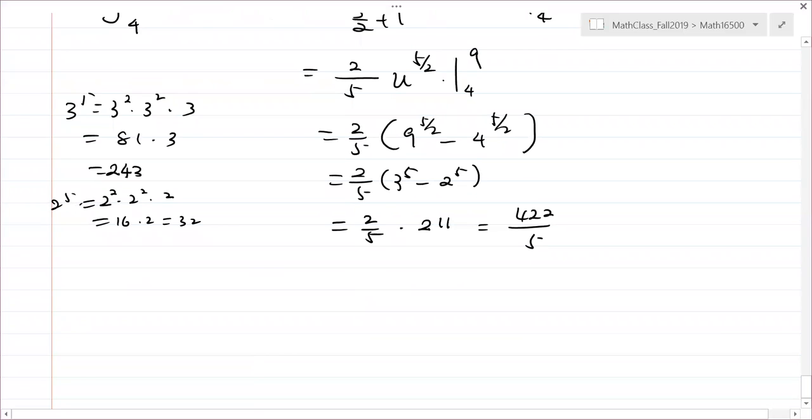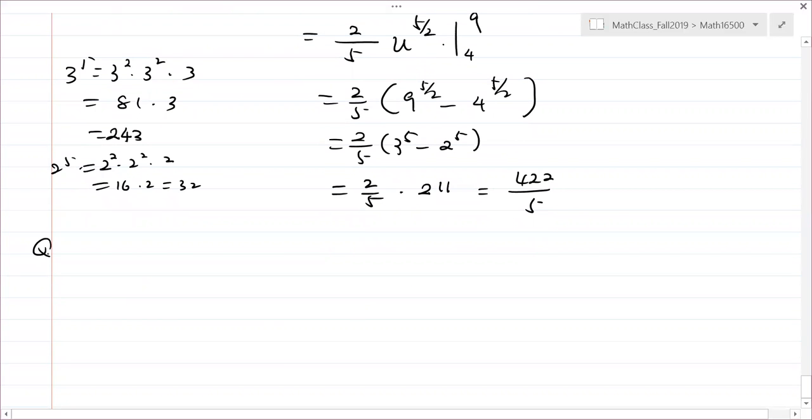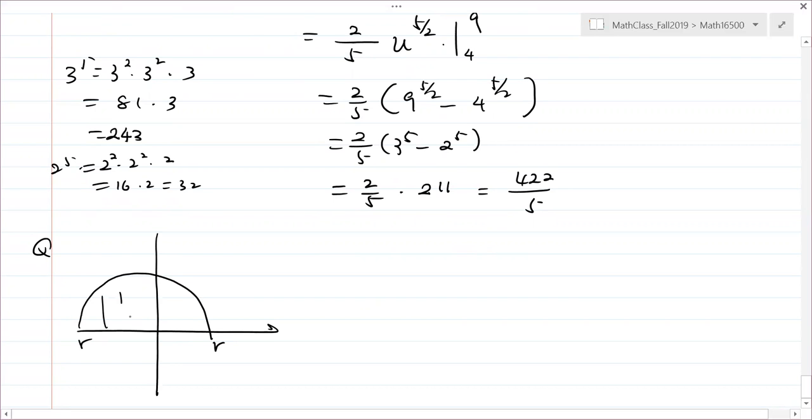So the substitution is used everywhere, and it's very useful. For example, remember we're trying to find the area of the upper semicircle with radius r. Now probably I can help you to do this problem.